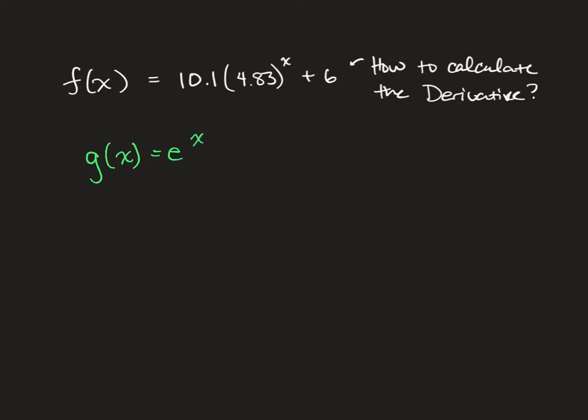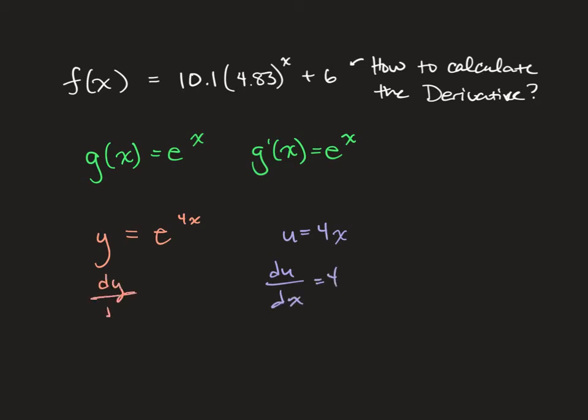to the x, then g prime is also e to the x, and we can do things like get the derivative of things like y equals e to the 4x using u substitution. Let u be 4x, then du dx is 4. Over here, dy du is, sorry, because this would be e to the u.